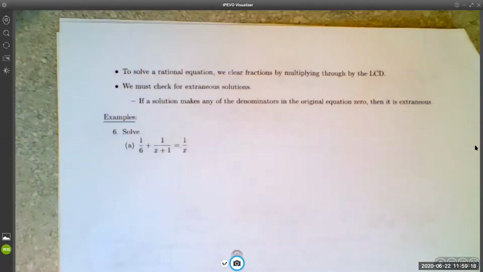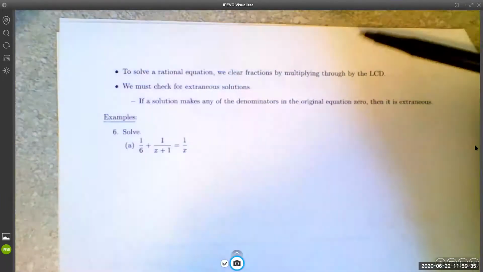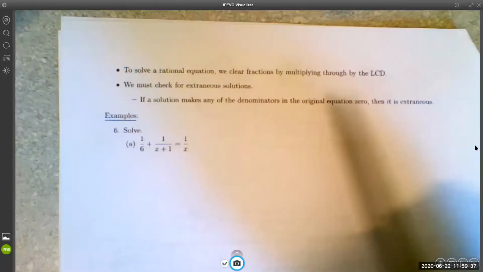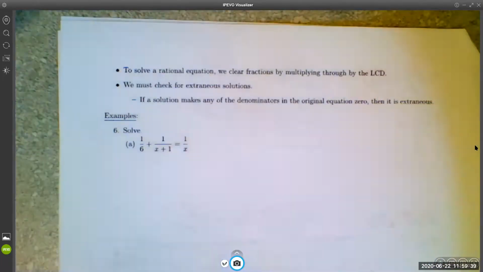Another thing that we want to be able to do is solve rational equations, right? So we want to be able to solve for x if we're dealing with an equation. Again, the strategy here requires us to figure out what the LCD is, and then we're going to multiply through by the LCD in order to clear the fractions.